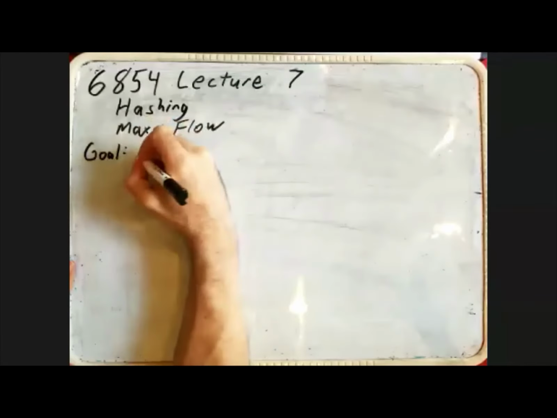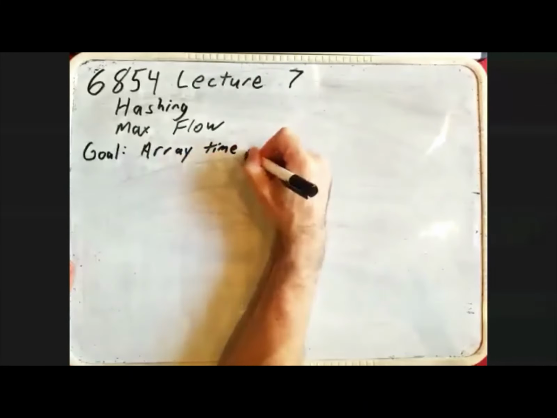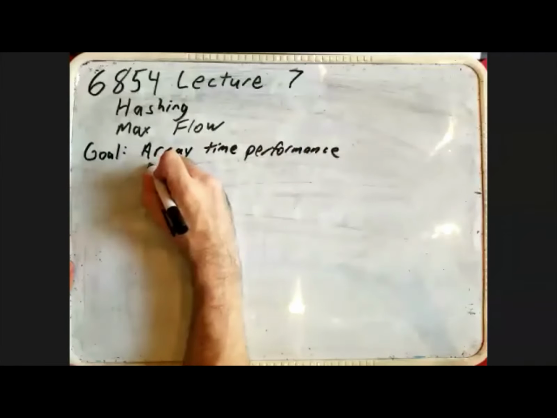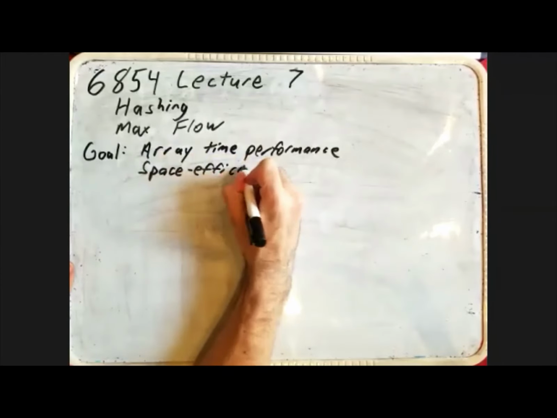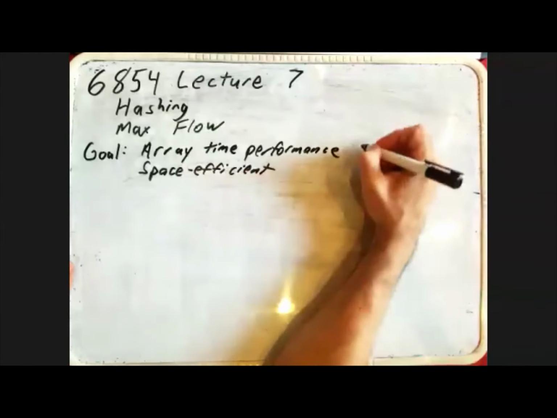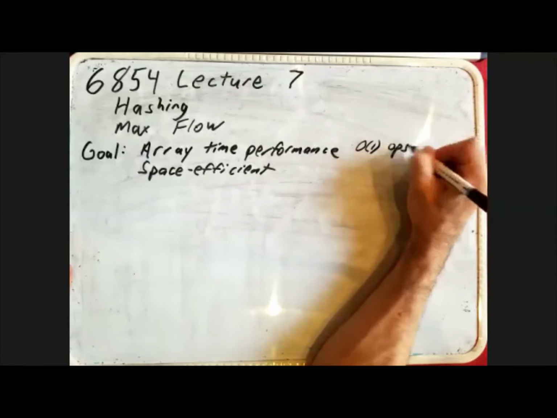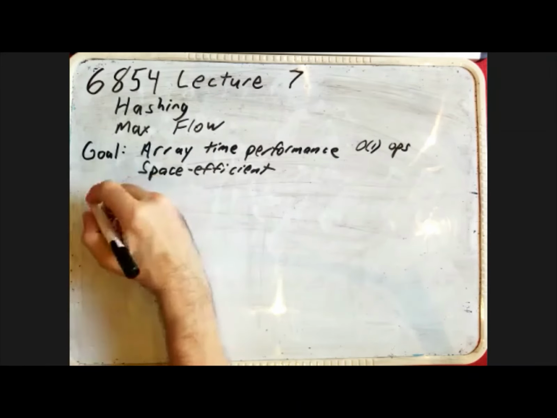The goal was to have array time performance but to be space efficient. Right? So arrays give us order 1 operations: lookup, insert, delete. But we have to allocate a space which is equal to the size of the key universe, and that's often too expensive. So we've thought about ways to reduce that space.